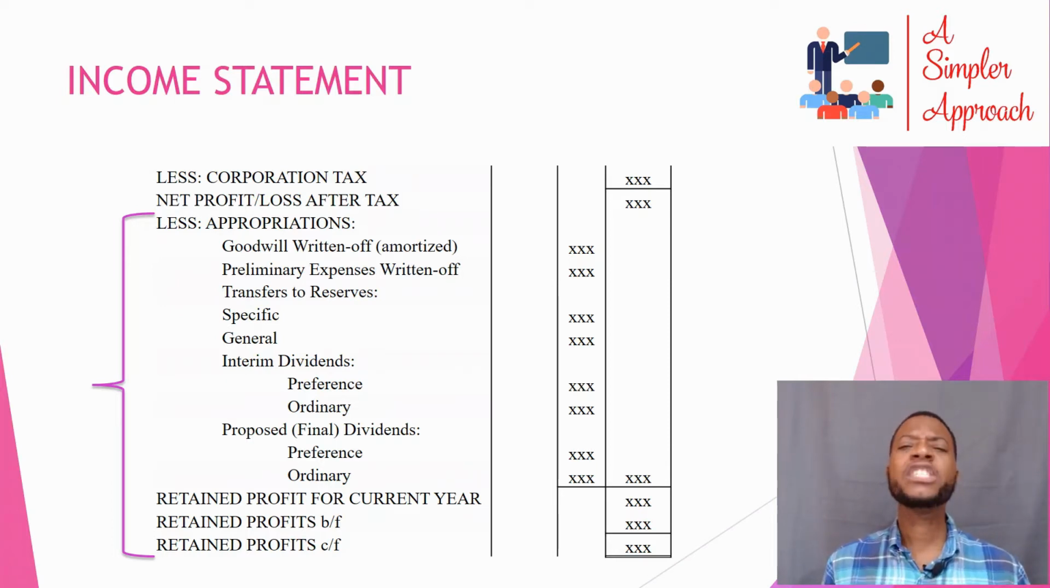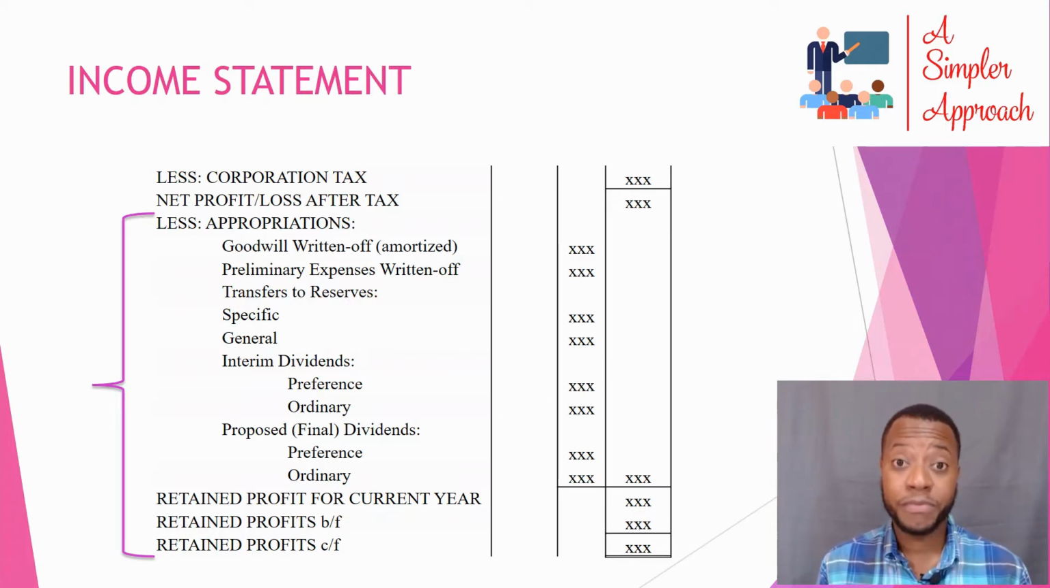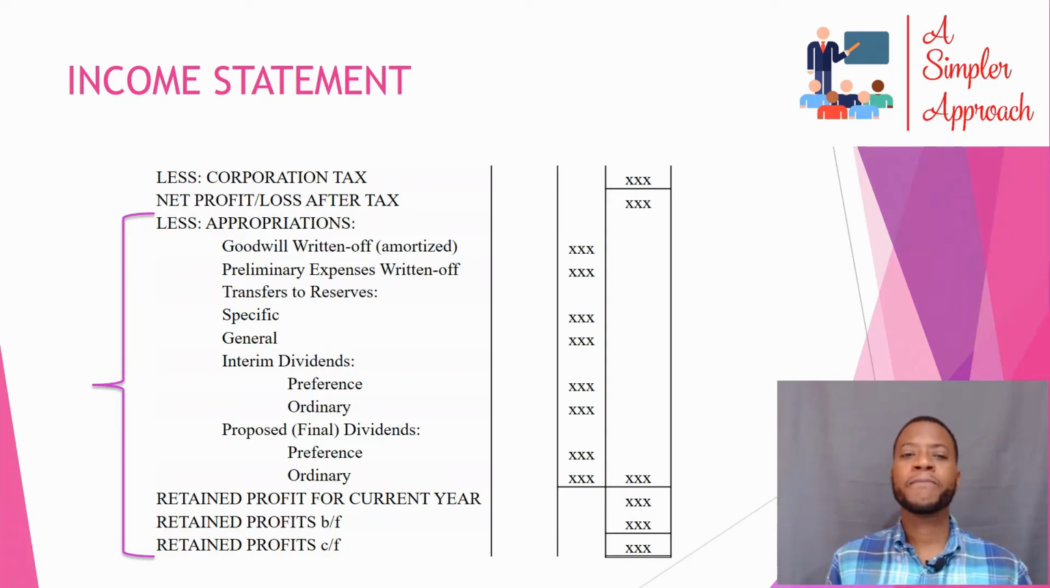So let's talk a little bit about the appropriation account. Now, the appropriation account deals with specific items that are specific to limited liability companies. And as you can see there, it says less appropriations, which means that you're going to subtract these things. Cool? First things first. Goodwill written off. What is goodwill?